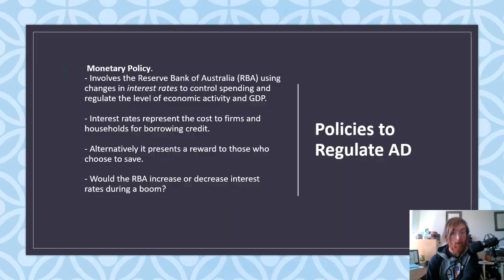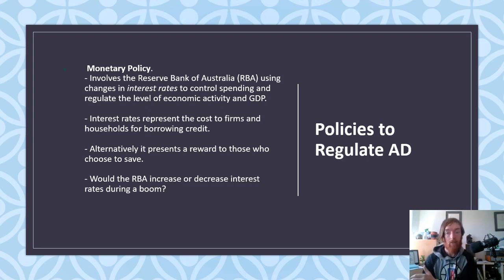First, we're going to talk about monetary policy. Monetary policy is all about the Reserve Bank of Australia, which is also known as the RBA, using changes in interest rates to control spending and regulate the level of economic activity and GDP. Basically, this is just like the cost of borrowing money. Whenever you get a loan, use a credit card, whatever, you pay interest on whatever money you've borrowed.